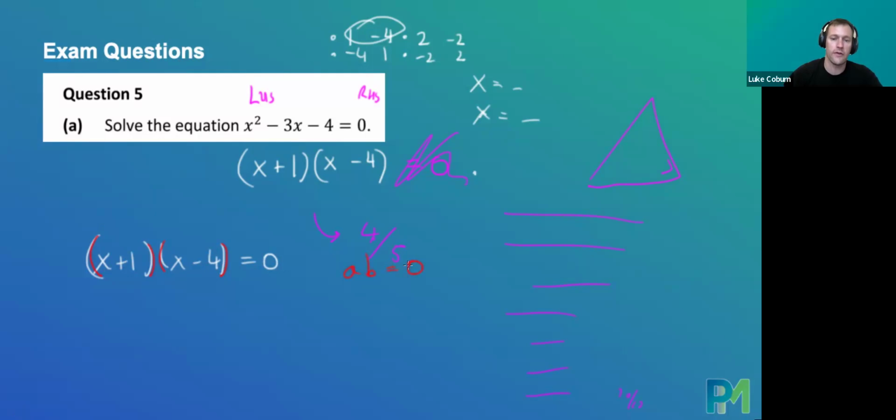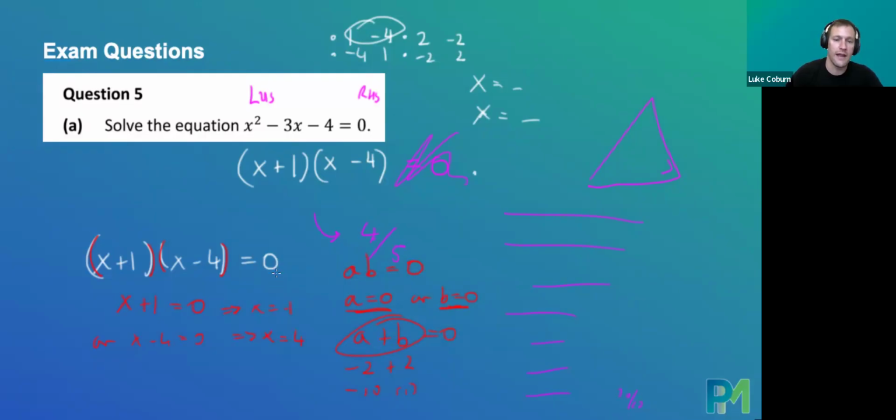If 2 numbers multiplied to give you 0, there's only 2 possibilities. Either A is equal to 0 or B is equal to 0. One of them has to be 0. That is not true with addition. If you add 2 numbers to be 0, this could be minus 2 and plus 2, or minus 10 and plus 10. There's an infinite number of combinations from addition that can give you 0, but from multiplication, one of them has to be 0. So that means x plus 1 has to be 0, or x minus 4 has to be 0. And then x is equal to minus 1, or x is equal to 4.